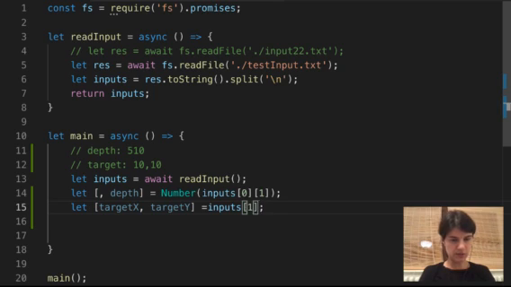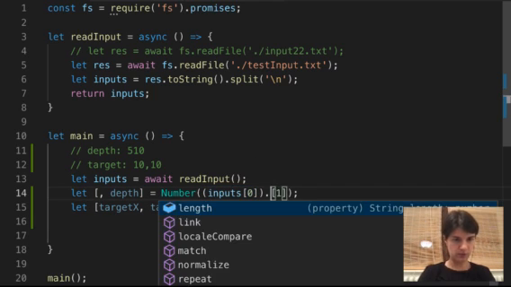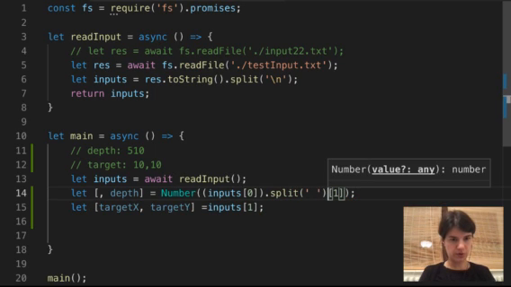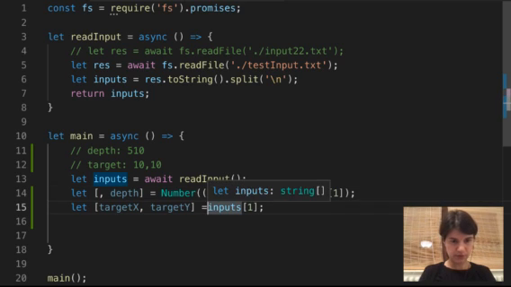So the target is the second row. This is not going to work. This is the first row, and now I need to split it. Yeah, I'm splitting this on the empty symbol, and I'm taking the last one. This one is also the first one. Then I split it at the blank, dot split.